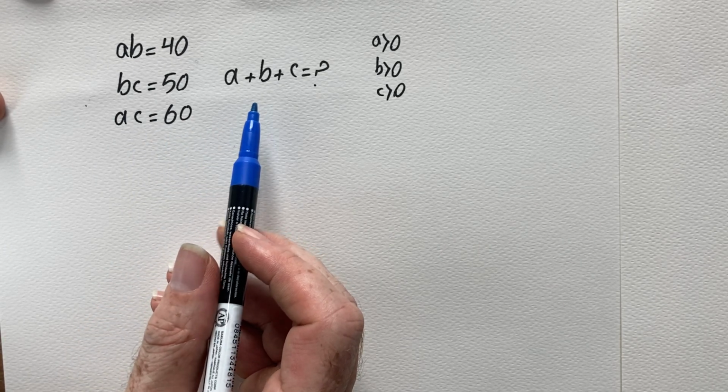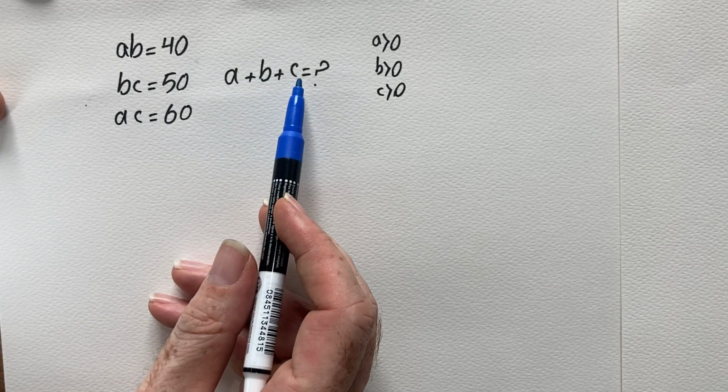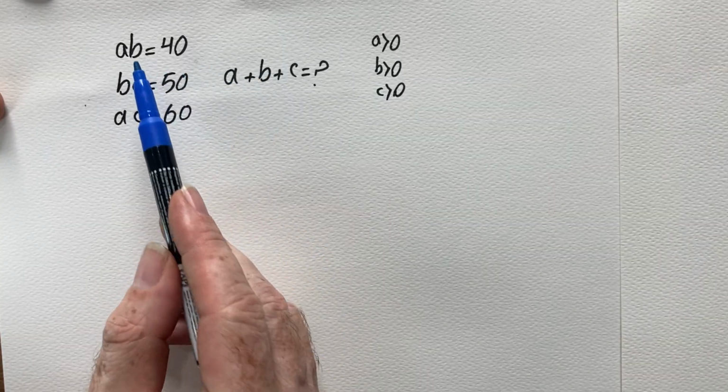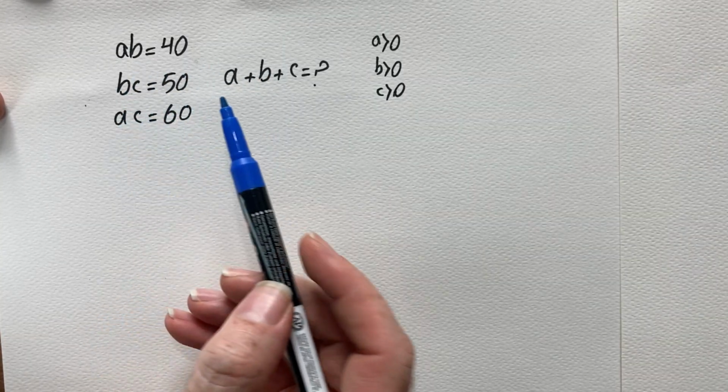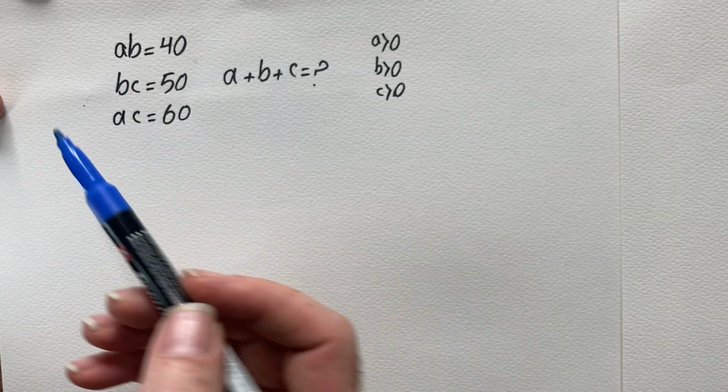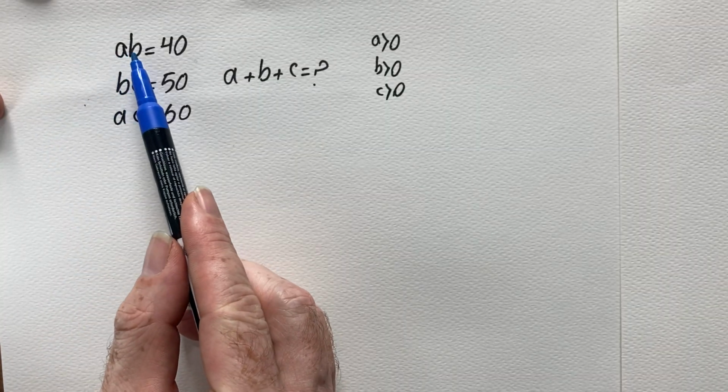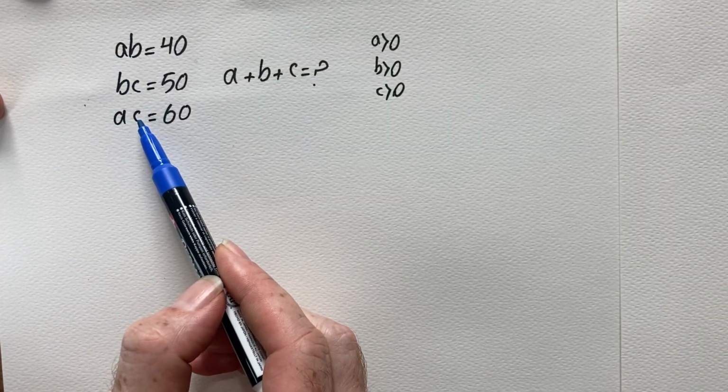In this video, we are going to find the value of a plus b plus c, where we are given the value of ab, bc, and ac. But where should we start the solution? To start the solution, I'm going to multiply this ab, this bc, and this ac together.